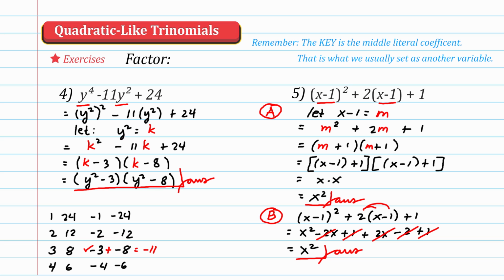Looking at the answer in number 5, take note that the final answer is x squared. Yes, it is already in factored form because x squared means the product of two values, x and x. Therefore, it's in factored form. And always also remember that the key is the middle literal coefficient. That is what we usually set as another variable. Be careful in number 5 though. Let x minus 1 be equal to m or another variable except the variable x. You cannot use let x minus 1 be equal to x.